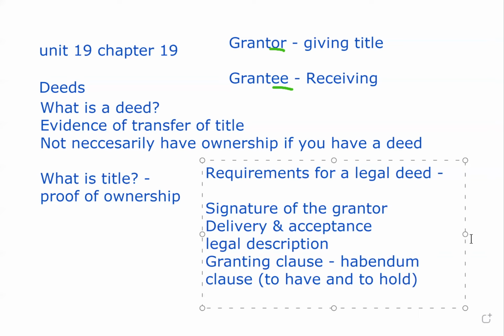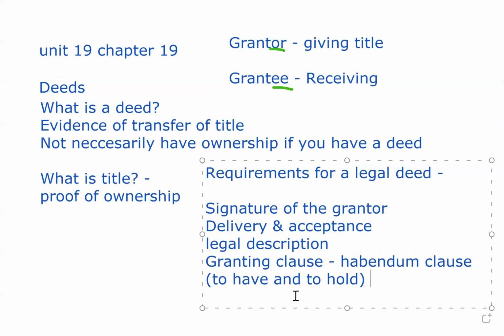There's not much else. It's just basically going to contain the words "to have and to hold." And a granting clause. What a granting clause does is quantify what type of freehold estate it is, what type of title you're going to take to the property. All those things are going to be quantified in the granting clause. Basically, the granting clause is the reason we need to have a deed. Okay. So all of these things are the legal requirements of a deed.